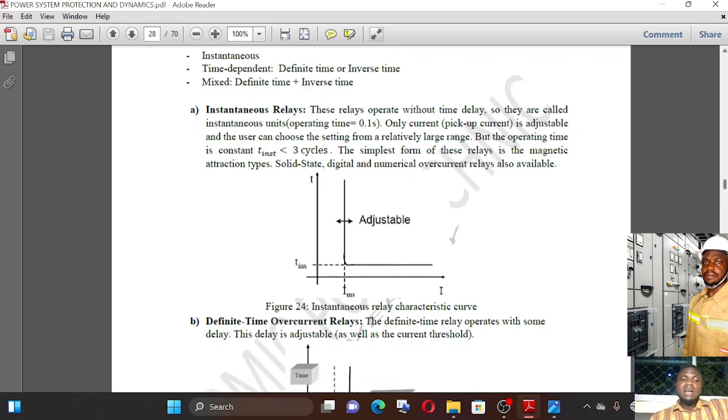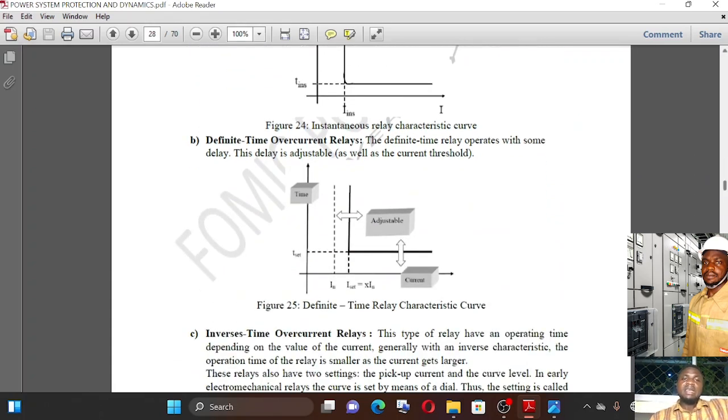Then we also have the definite time relay. This definite time relay is similar to the instantaneous relay but different in the sense that you can configure or define the time at which it should give that tripping action. But once you have configured this time, it trips for every amount of fault, be it a smaller faulty current or a larger faulty current, within that prescribed time which you have defined.